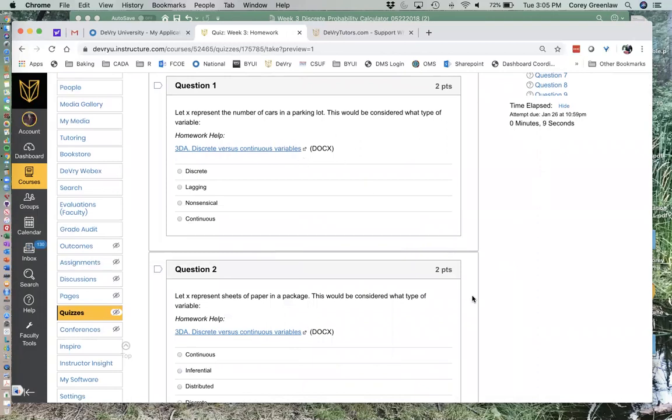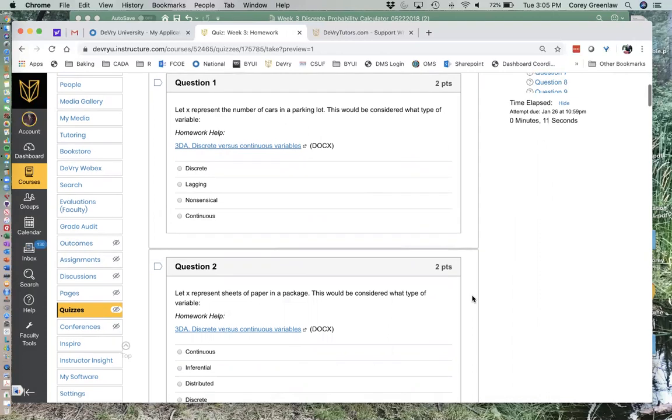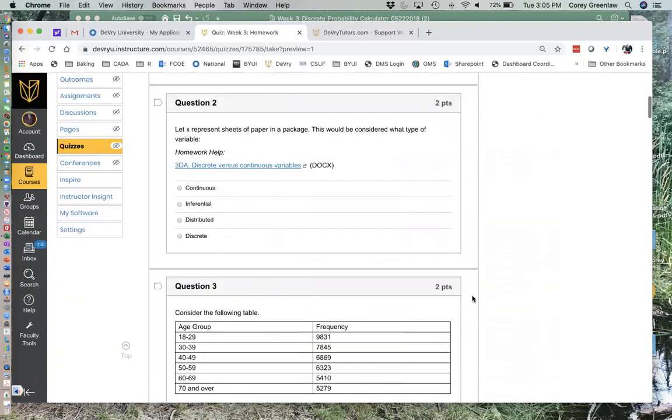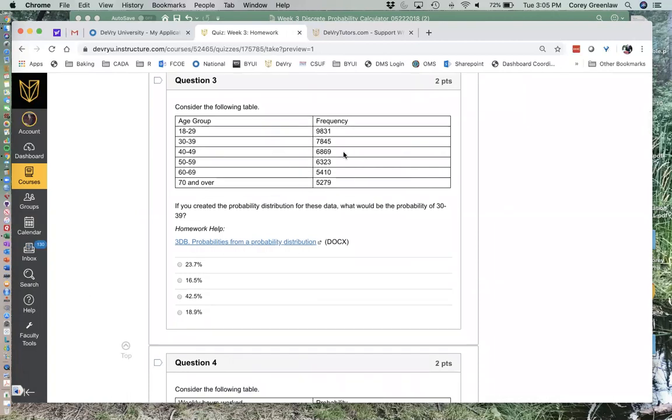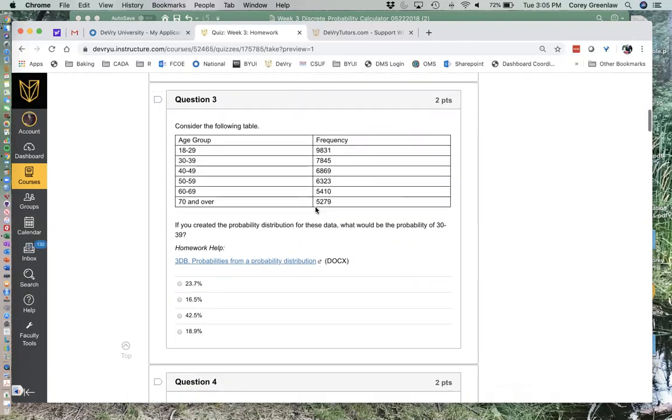There's a couple different types. Make sure you're aware of continuous and discrete. You'll be able to do these. Here's a frequency. This is actually a frequency distribution that you have. You'll be able to put together a probability distribution of these. This is kind of a little bit of what we did last time as well.